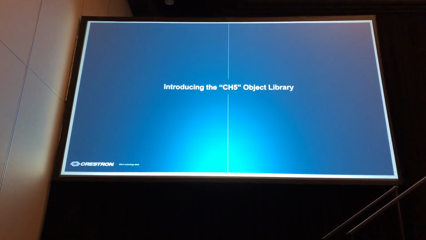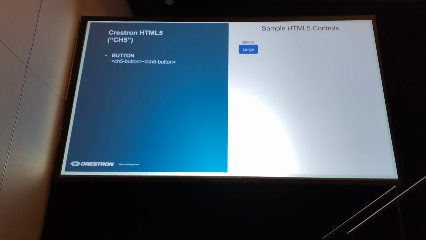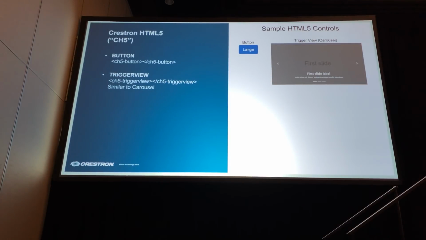So what are the components that we're going to provide to you guys? All the components are going to be called CH5, right? So it stands for Crestron HTML5. So it's a CH5 library. Those are the components we're going to give to you guys. We have a button, right? So we have to have a button. So we're going to have something that's called a trigger view, and I'm going to give you a live demonstration of a trigger view in a second.